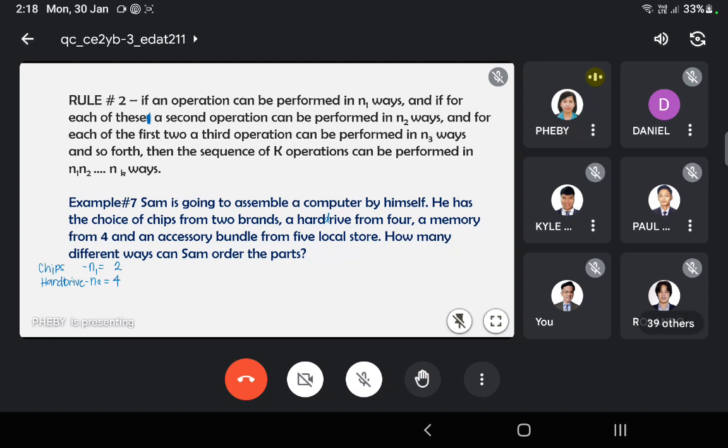And the third is N sub 3. So, yung memory card naman yung bibilhin niya. So, ang memory, meron siyang 4 na choices. And lastly, yung accessory bundle na kinikater ng 5 local stores. So, from 5 local stores, meron silang mga bundle na ino-offer. So, that is our N sub 4.